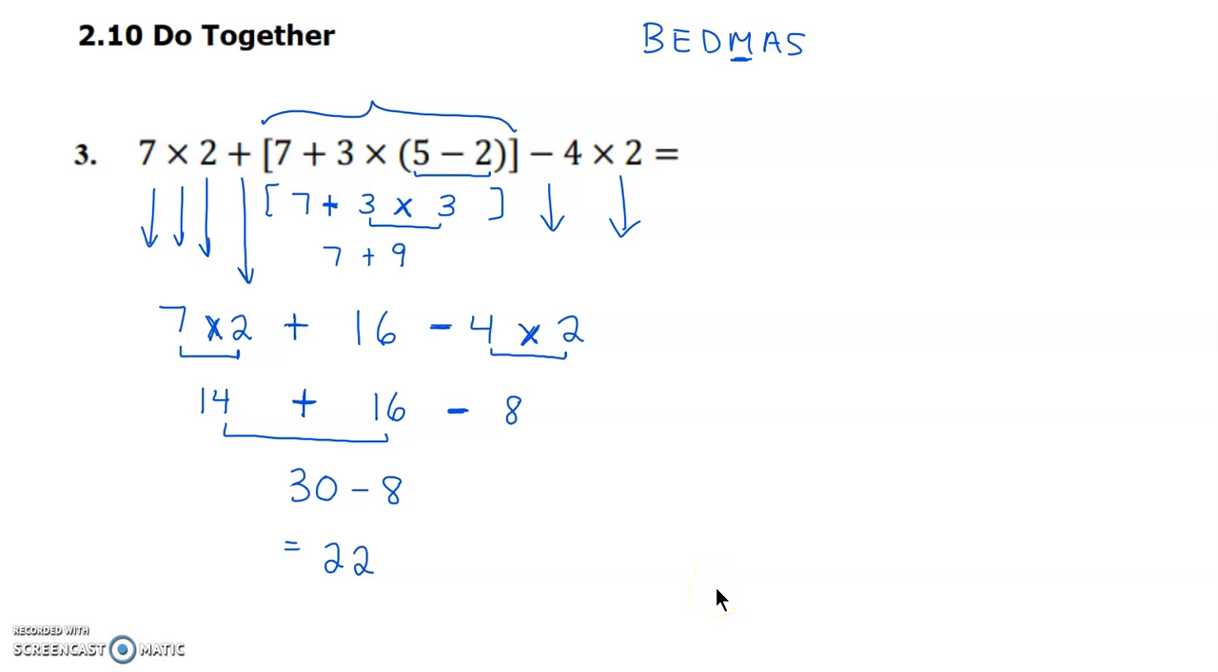So when you're doing order of operations, it's lots of fun, but take your time and make sure that you're not slipping out of the order.